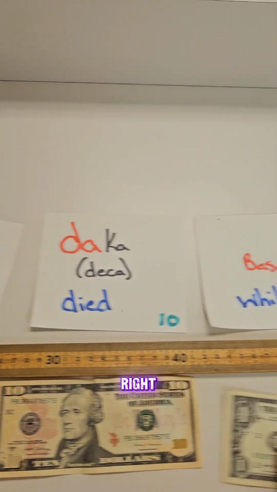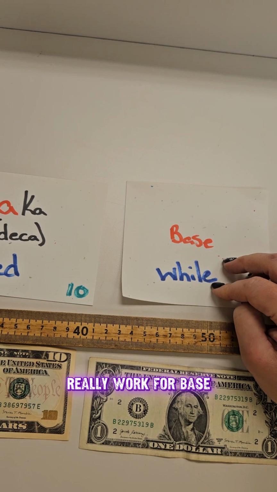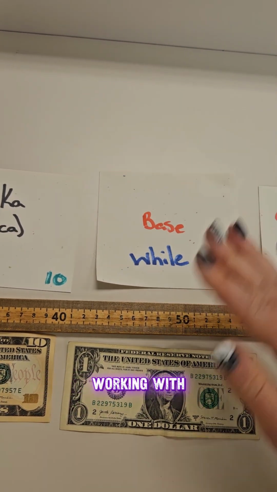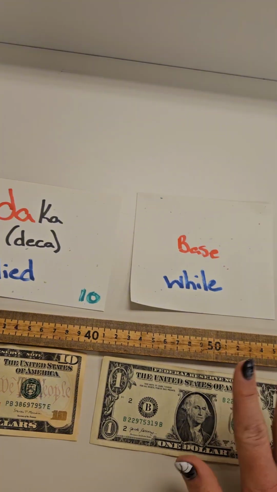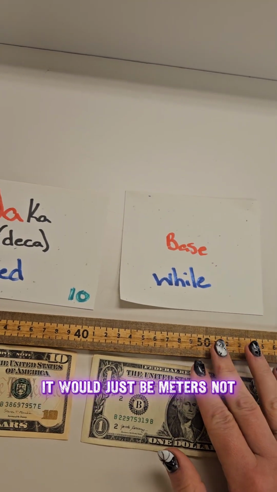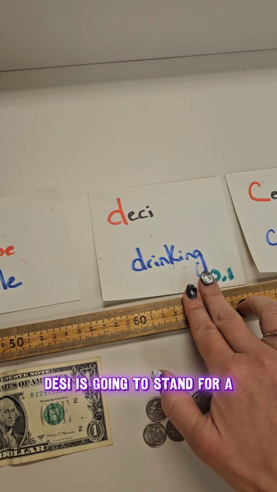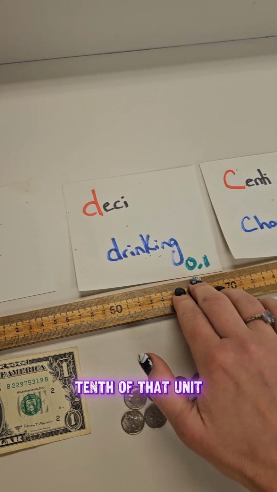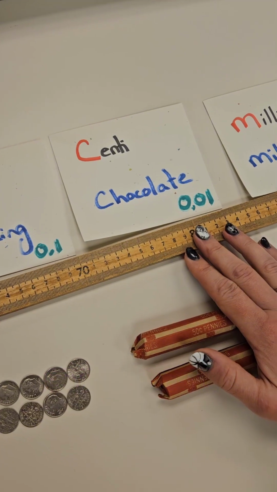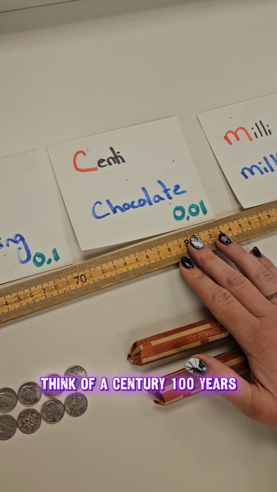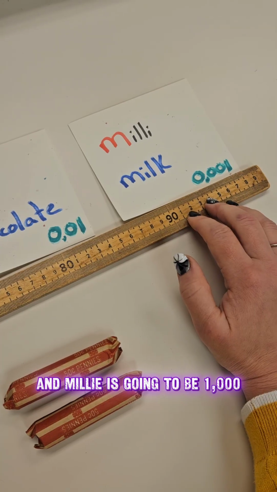10 years, right? Base, I know the word doesn't really work for base, but it's whatever unit I'm working with. In this case, I'm working with dollars. I could be working with millimeters. It doesn't matter. Or in that case, it would just be meters, not milli. Deci is going to stand for a tenth of that unit. Centi is going to be a 100th. Think of a century, 100 years, right? And milli is going to be 1,000th.